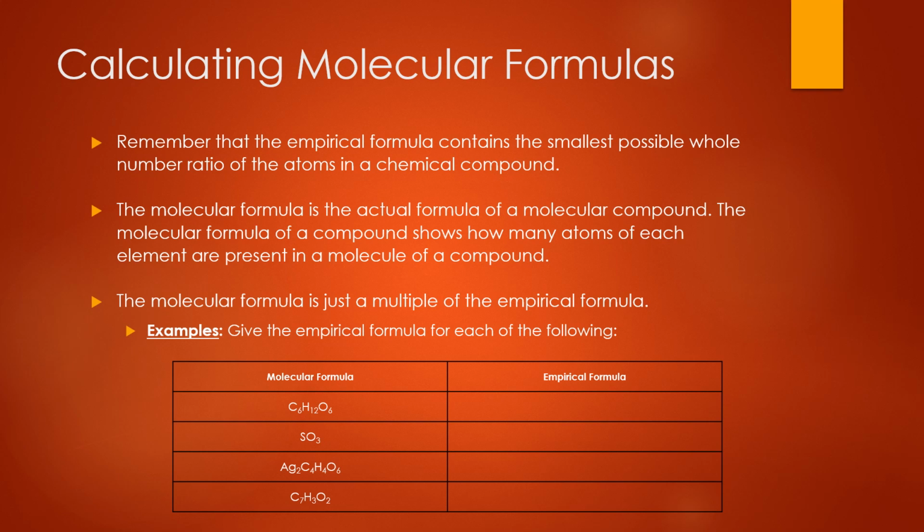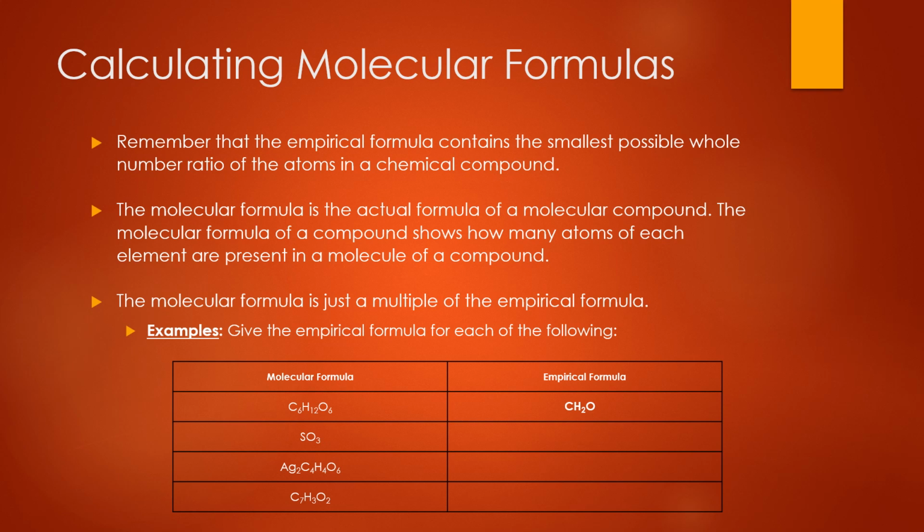So here are some examples. Over there on the left, we're going to see the molecular formula, and I'm going to show you what changes when we have the empirical formula. So in our first example here, we have C6H12O6. They're all divisible by 6, so when we reduce it, we should get CH2O.